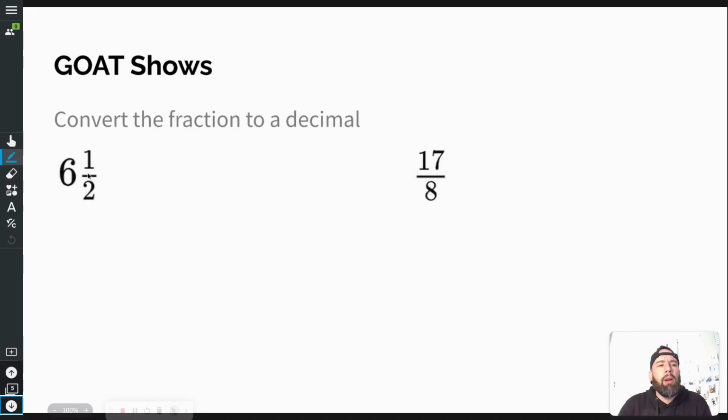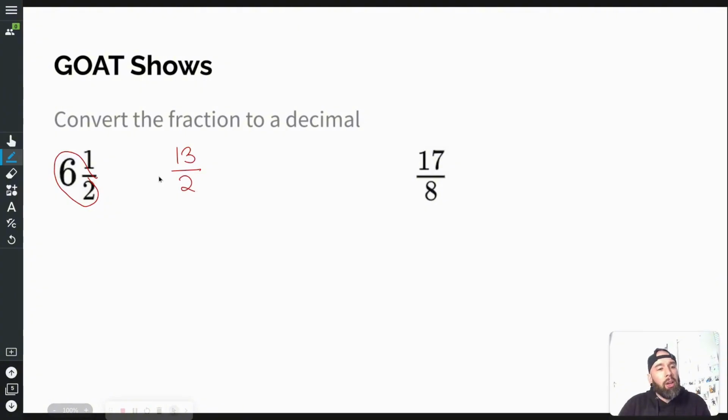Okay? So convert the fraction into a decimal. So what I have here is 6 and 1/2. What I'm going to do first with this one is make this an improper fraction. So I'm going to do 6 times 2, which is 12. 12 plus 1, which is 13, and that gives me 13/2.